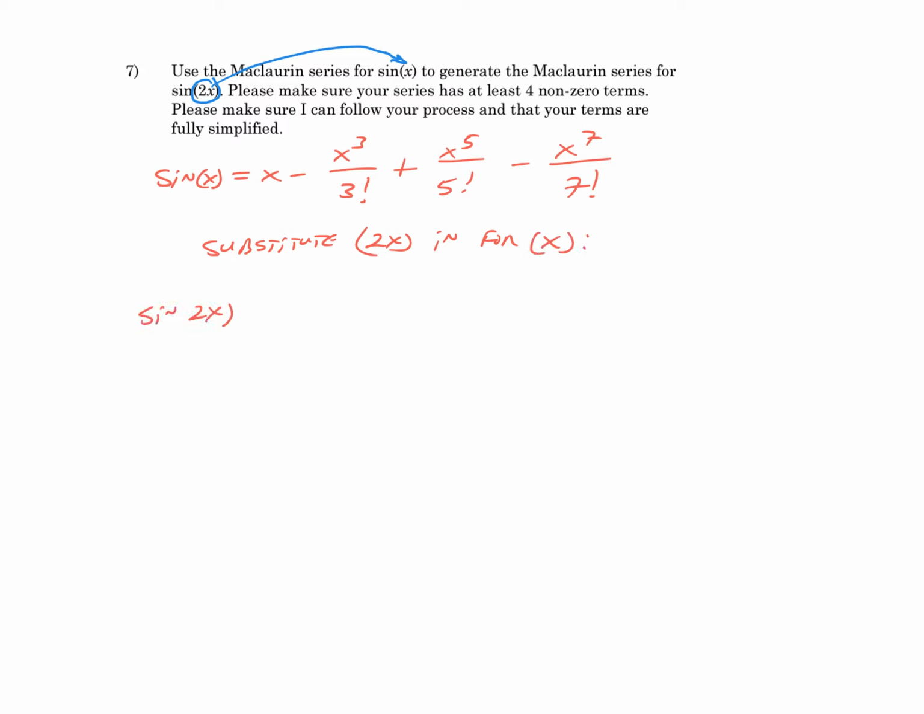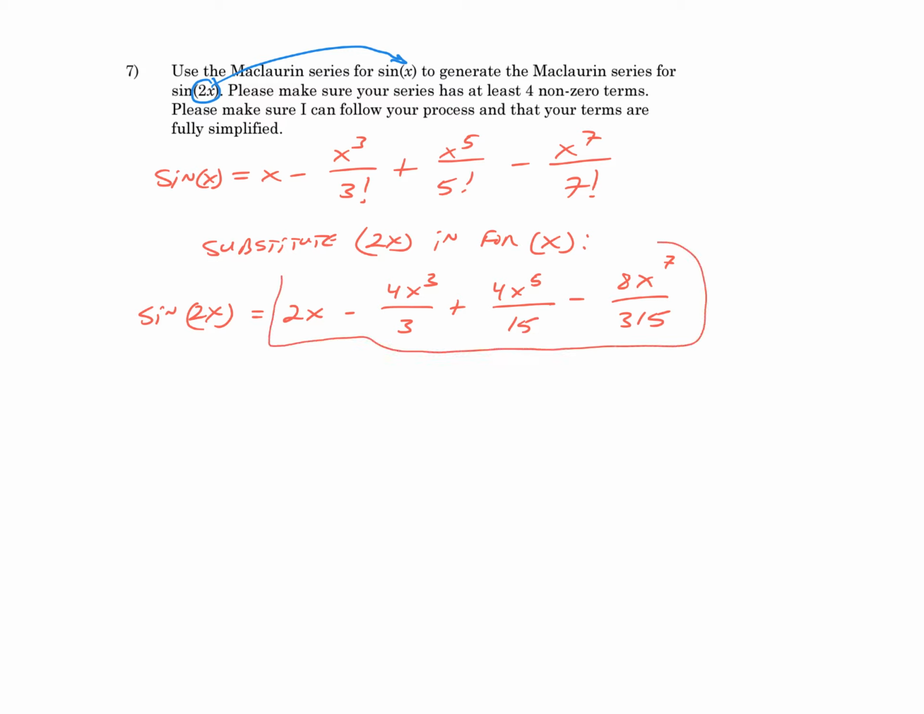So sine 2x has a Maclaurin series of 2x minus 4x to the third over 3, not 3 factorial, plus 4x to the fifth over 15 minus 8x to the seventh over 315. So make sure you do your algebra and cut out some of the factors of the factorial that simplify out when you raise 2x to the third power or fifth power or seventh power. So make sure it's fully simplified. Life is good. Happy face.